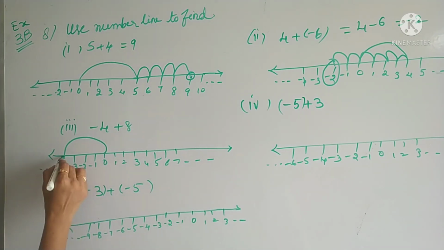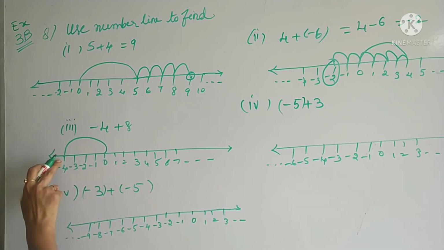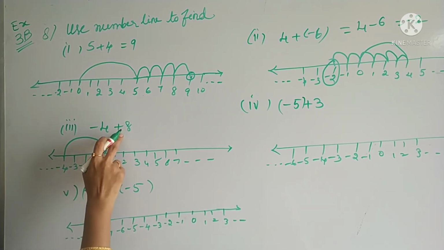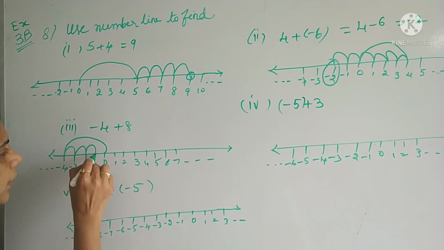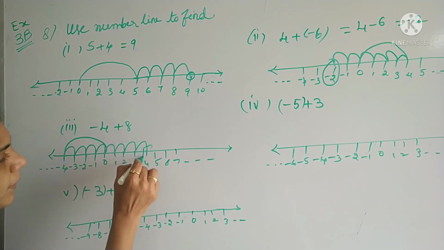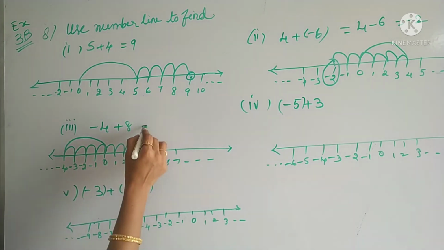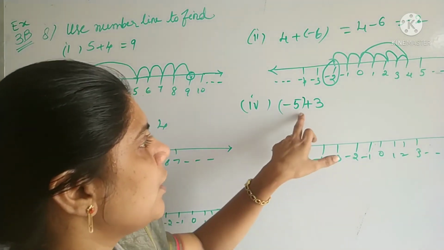Now see, from minus 4 only you have to start, not from the 0. We have reached minus 4. So from minus 4 you have to start and move forward 8 numbers. 1, 2, 3, 4, 5, 6, 7, 8. What is the number in this one? 4 is there. So your answer will be 4. Understood? Now see the next one, minus 5 plus 3.